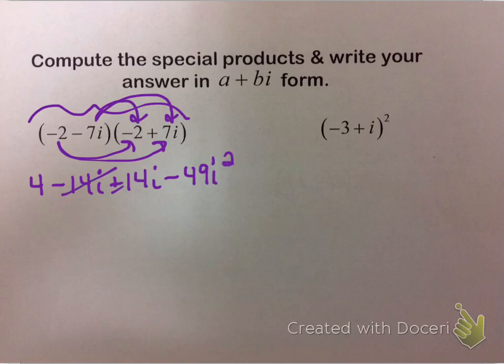And so those two cancel. And we've got the 4 up here in front. And then the i squared is -1. And so we end up with 53 as our answer.